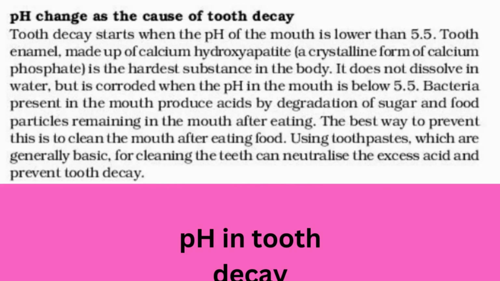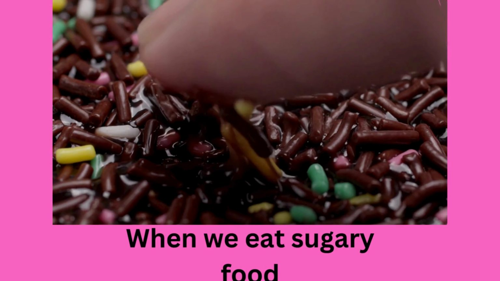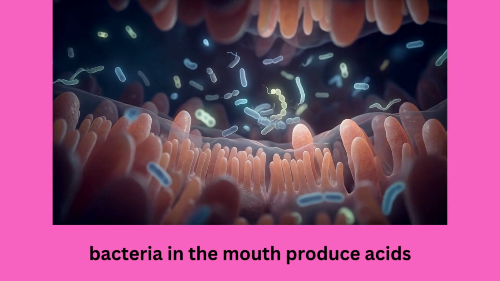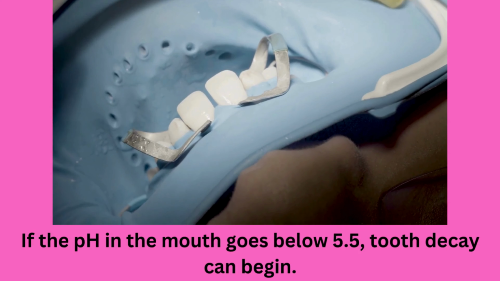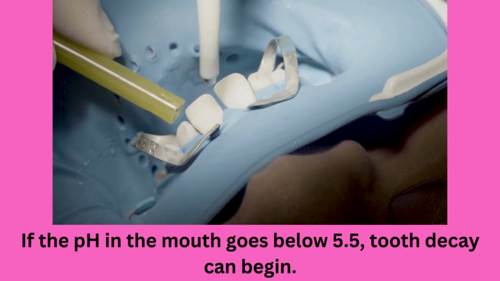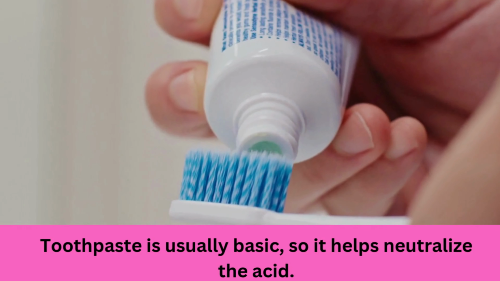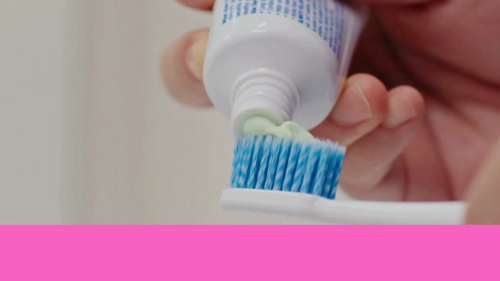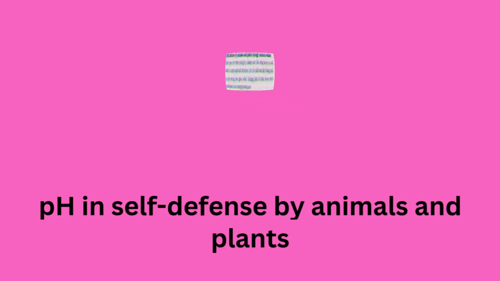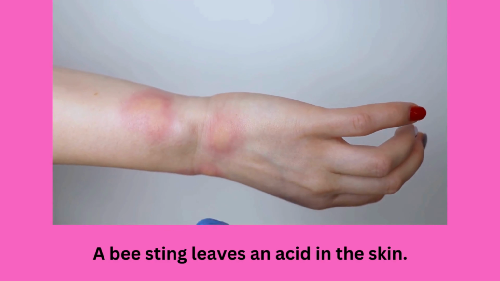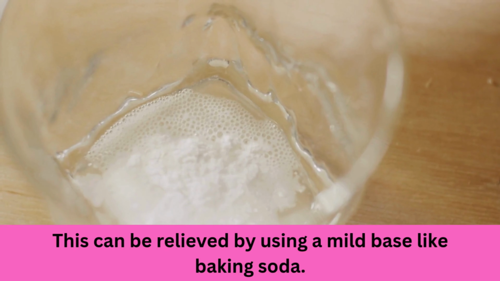pH in tooth decay. When we eat sugary food, bacteria in the mouth produce acids. If the pH in the mouth goes below 5.5, tooth decay can begin. Toothpaste is usually basic, so it helps neutralize the acid. pH in self-defense by animals and plants. A bee sting leaves an acid in the skin. This can be relieved by using a mild base like baking soda.